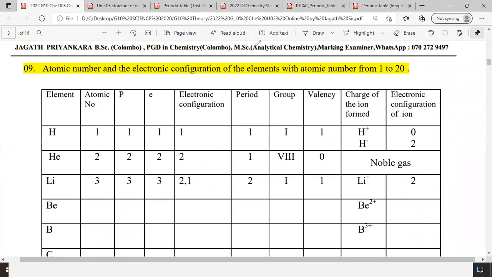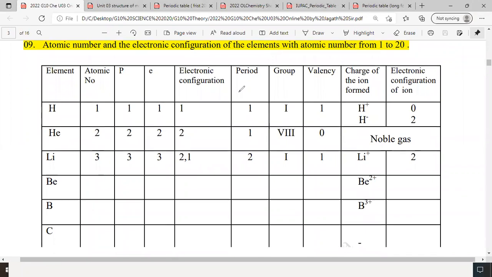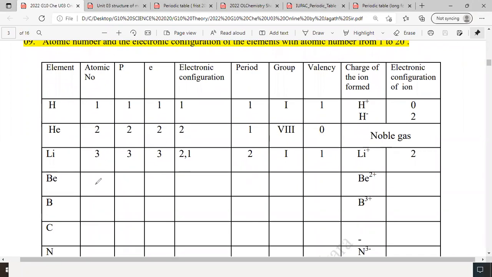Don't worry about this. Don't complete everything at once. We'll write only up to the configuration. Right? Only up to the configuration. Beryllium atomic number is 4. Let's complete this. How many protons? 4. How many electrons? 4. Configuration 2 comma 2. Only up to here. Boron, the fifth element, atomic number is 5. There are 5 protons, 5 electrons, and configuration 2 comma 3.